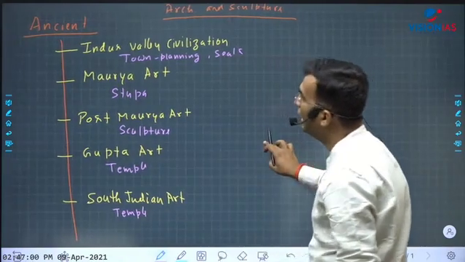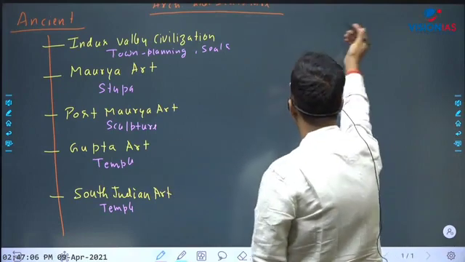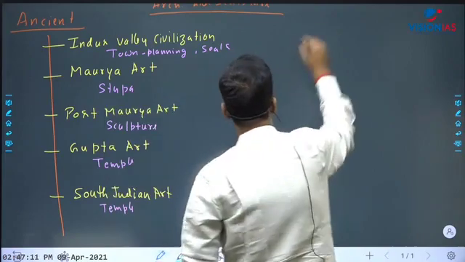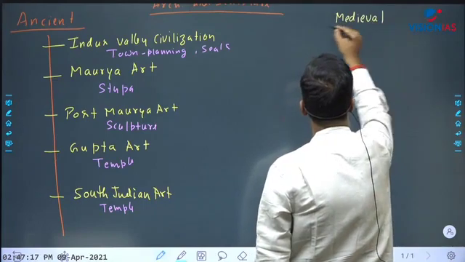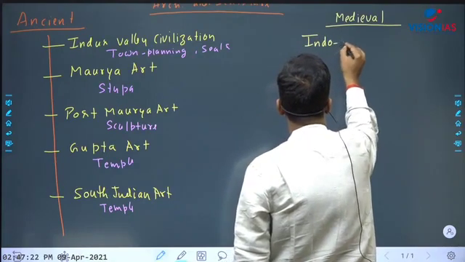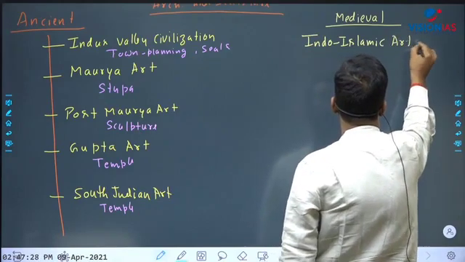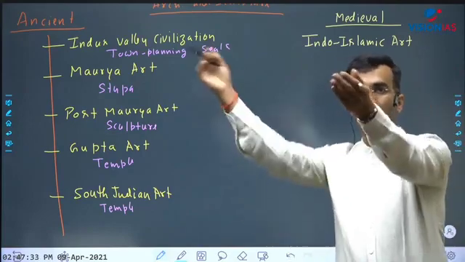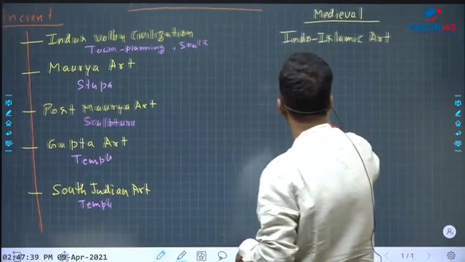Then let's come to, after the ancient, we need to write about the medieval period. I hope you have written this part. So let me mention medieval. And medieval को हम Indo-Islamic art बोलते हैं. So we do call medieval as Indo-Islamic art. But in the medieval you have 2 phases. One phase dedicated to the Delhi Sultanate, another phase dedicated to the Mughals. So let's divide this into the 2 phases.